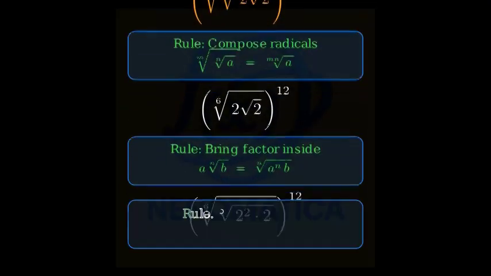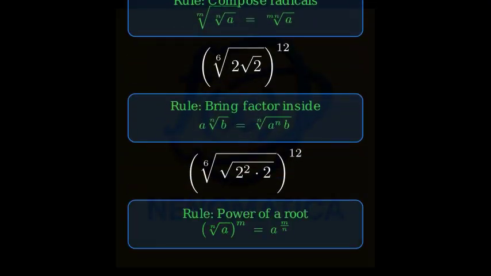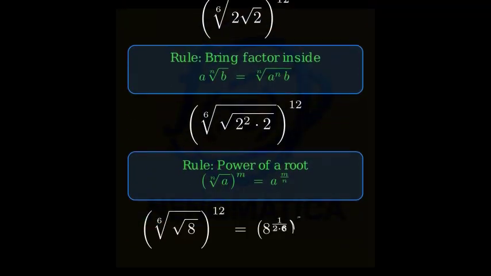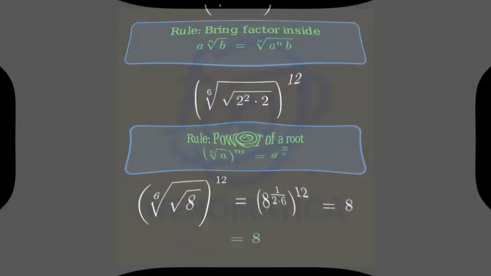Step 3. Interpret the expression as a single power. The 6th root of the square root of 8 is 8 to the 1 over 12. Raising that to the 12th power gives 8. Final value, for example 1, is 8.